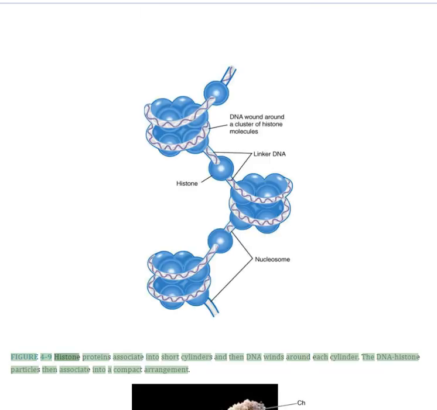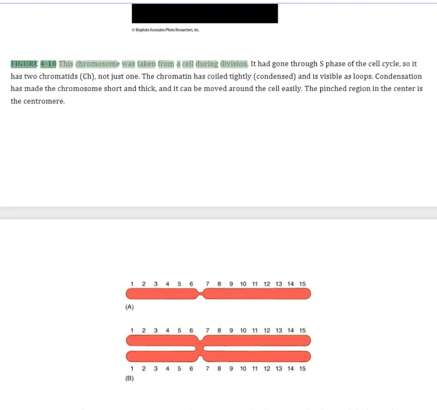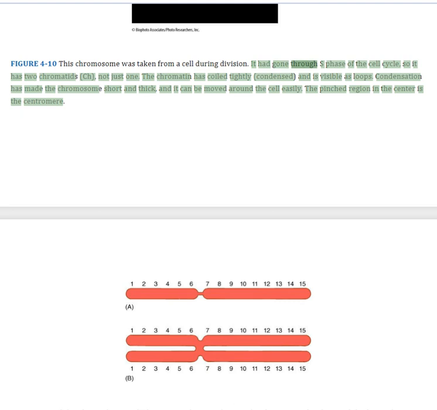Figure 4.9: Histone proteins associate into short cylinders and then DNA winds around each cylinder. The DNA-histone particles then associate into a compact arrangement. Figure 4.10: This chromosome was taken from a cell during division. It had gone through S phase of the cell cycle, so it has 2 chromatids, not just one. The chromatin has coiled tightly and is visible as loops. Condensation has made the chromosome short and thick, and it can be moved around the cell easily. The pinched region in the center is the centromere.